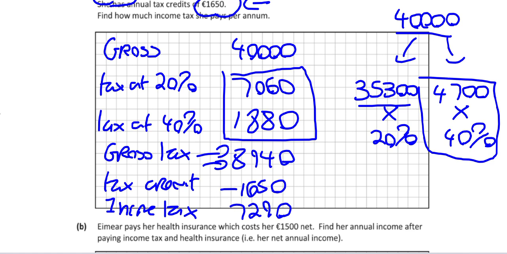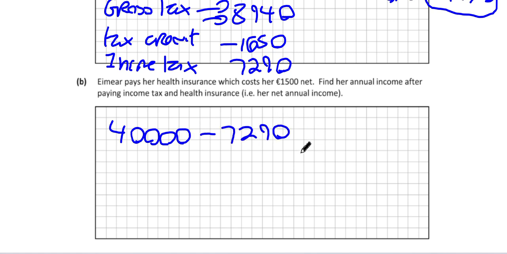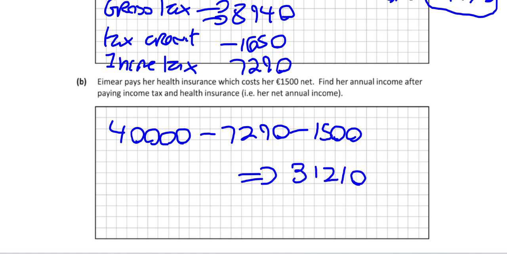Now, what's happening in the next question is they're basically saying we were on 40 grand, but the government's going to take away 7,290, and then we have to pay another 1,500 euro on our health insurance. So what does that leave us coming home with? 31,210.